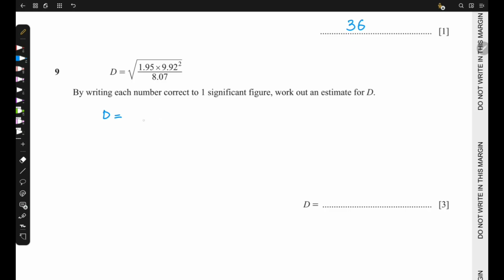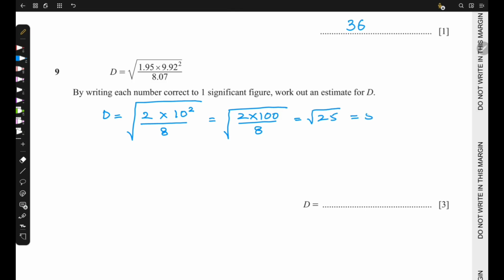So 1.95 would become 2. 9.92 becomes 10. 8.07 becomes 8, and the whole square root. The power 2 would remain as it is. So if we solve it, 2 times 10 squared is 100 over 8. 2 times 100 is 200, and 200 divided by 8 is 25, and the square root of 25 is 5. So your answer is 5.